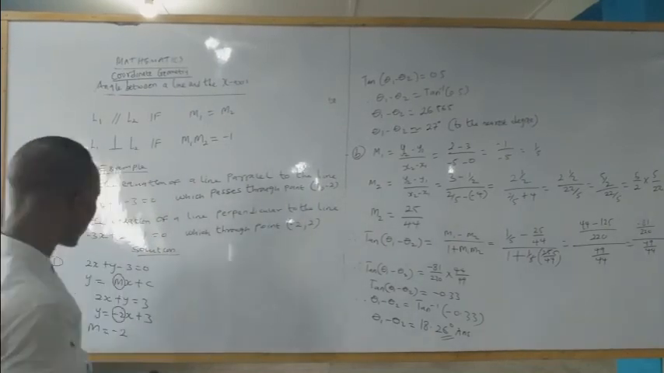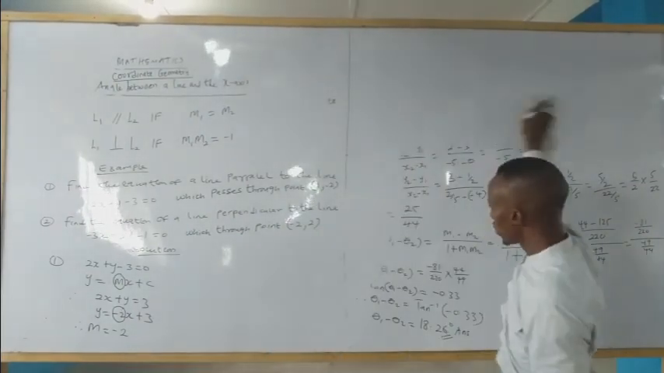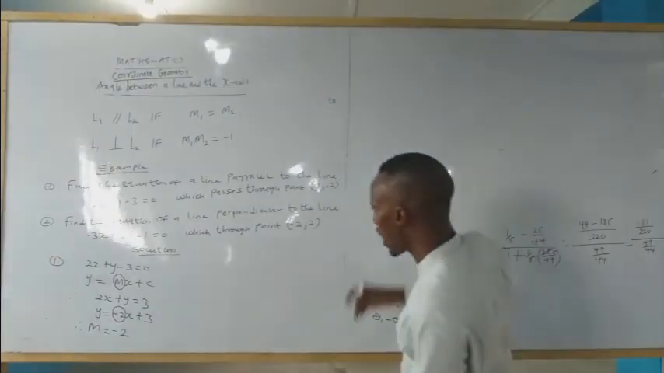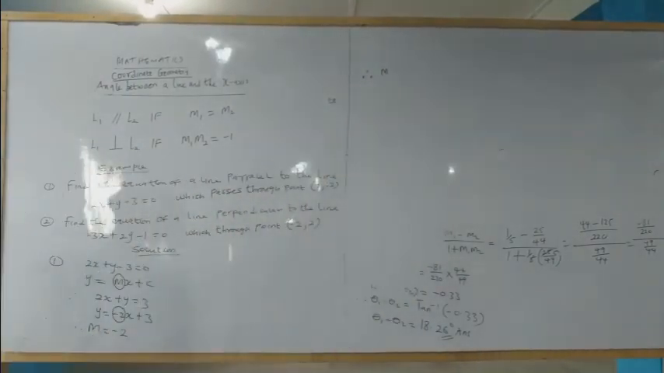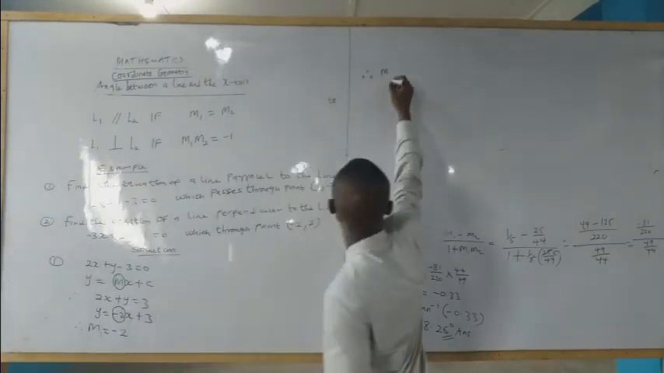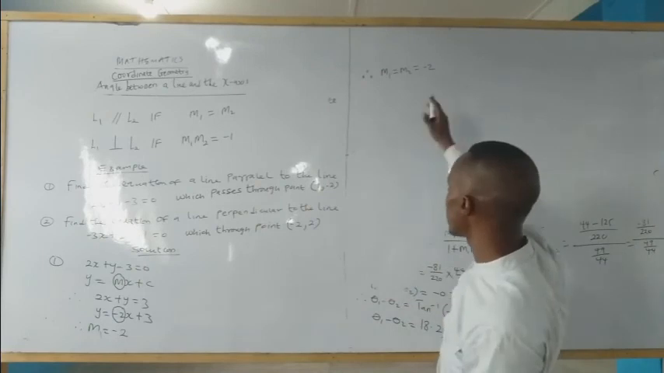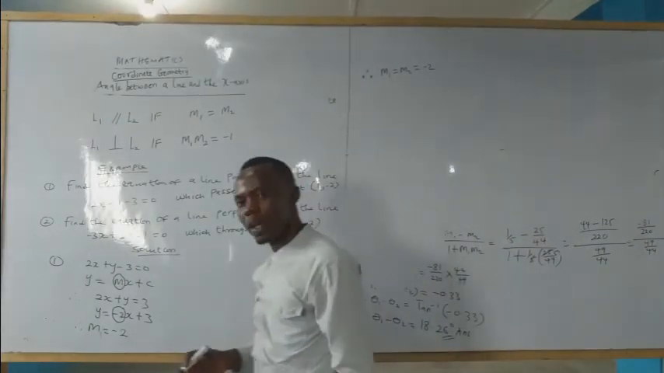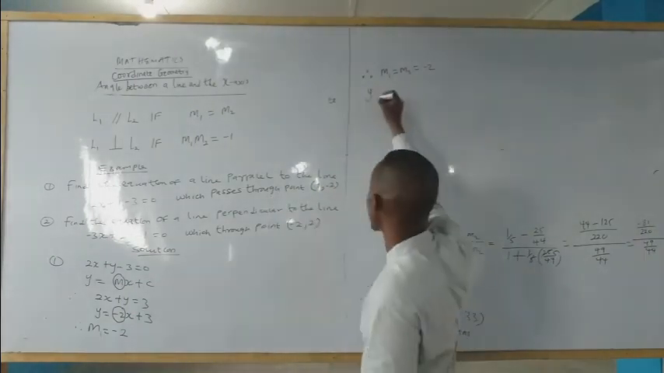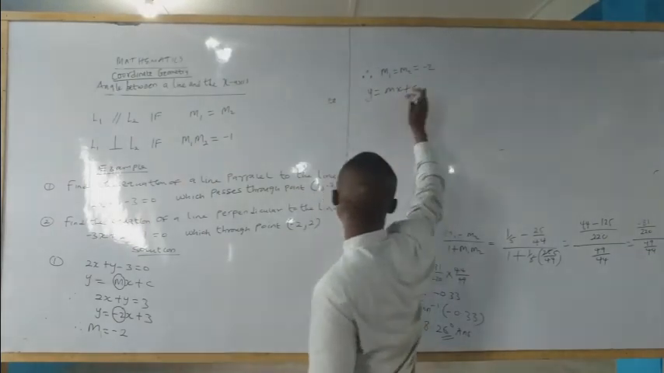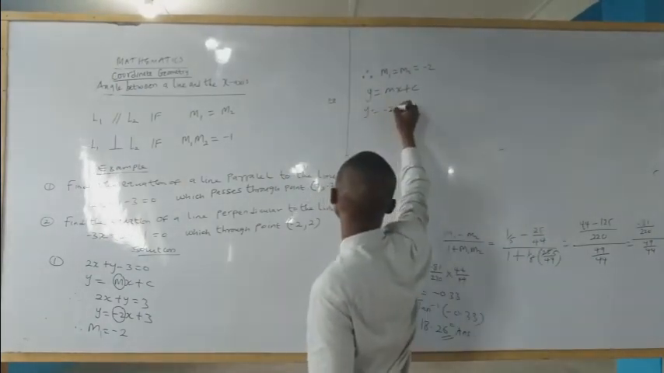And remember, when two lines are parallel, the gradients are equal, meaning that the gradient of the second or required equation will also be minus 2. So since M1, the gradient of the given equation, equals M2, the gradient of the required equation, they both are equal to minus 2. From here, I can form the equation we are required to find. I can use the gradient and intercept form the same way, y = mx + c. Since the gradients are equal, I substitute the minus 2 into this equation. So I have y = -2x + c.